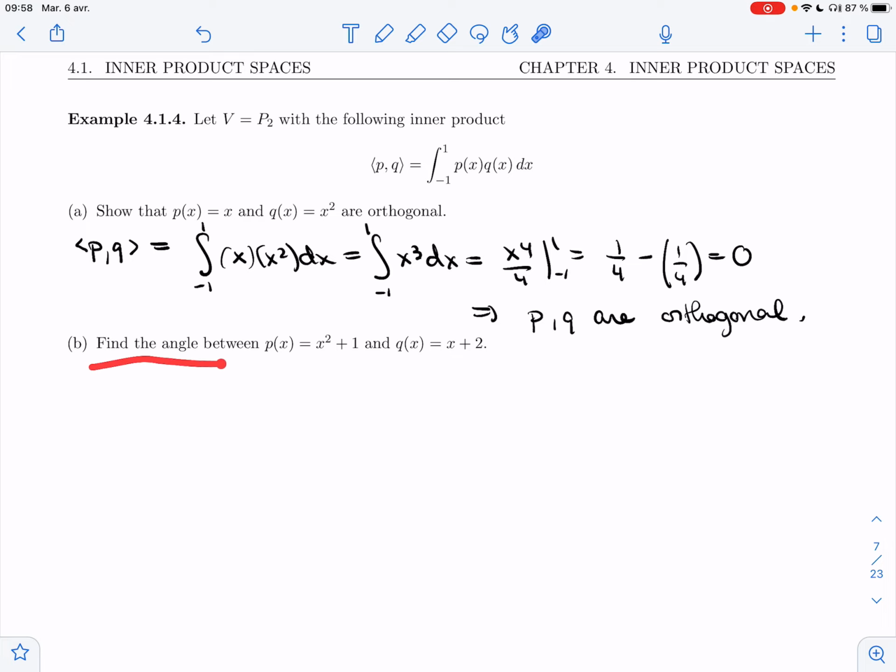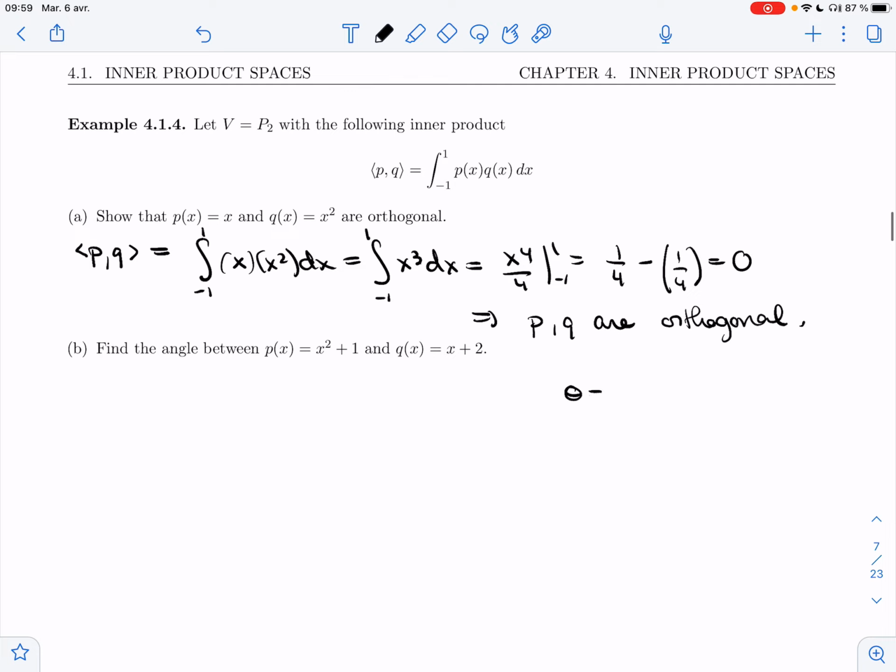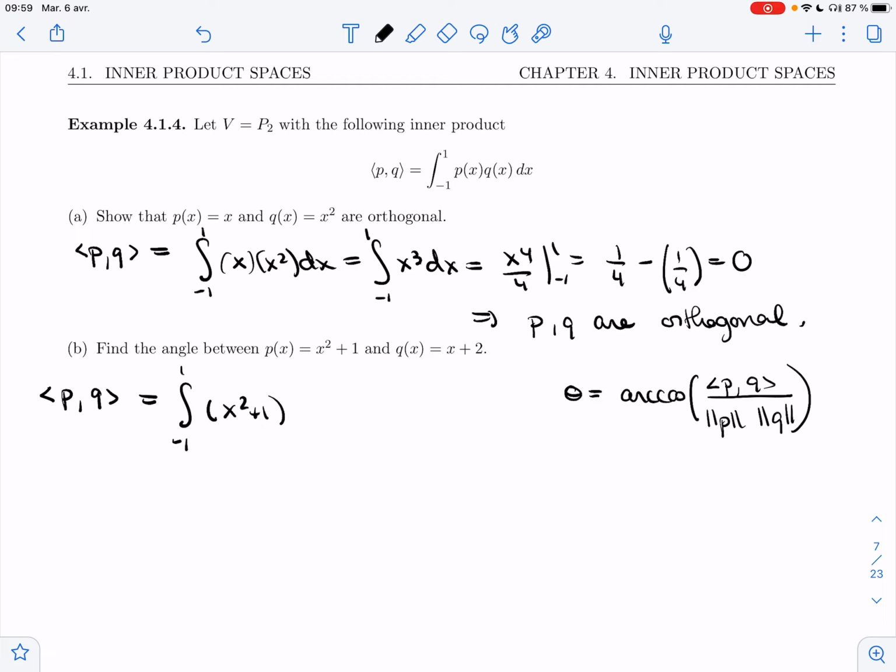All right, find the angle between P of x, which is x squared plus 1, and Q of x equals x plus 2. So we're going to use that theta is the arccos of the inner product of P and Q, over the length of P times the length of Q. So we're going to have to compute all three. Let's start with the inner product of P and Q. That's the integral from -1 to 1 of (x squared plus 1)(x plus 2).